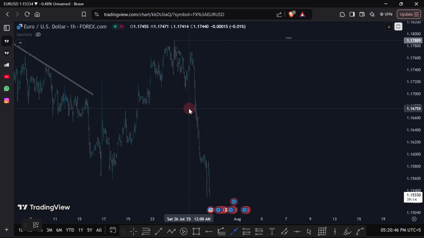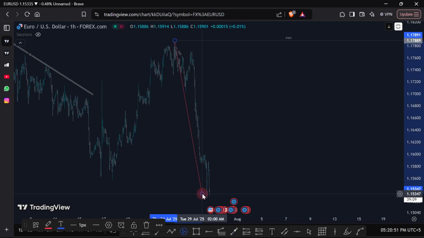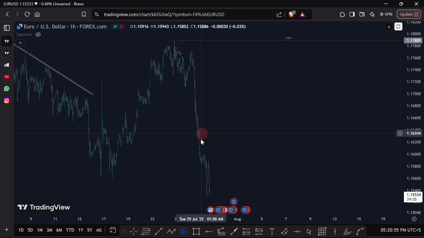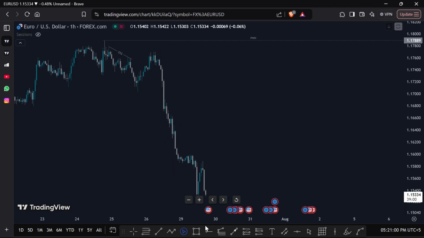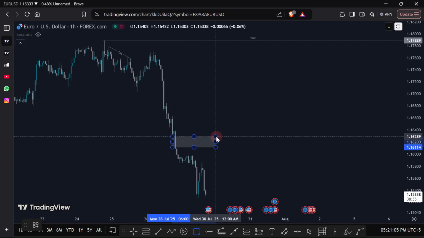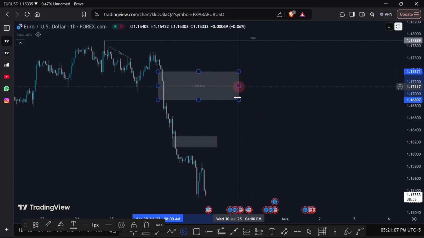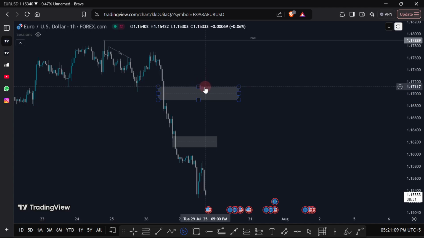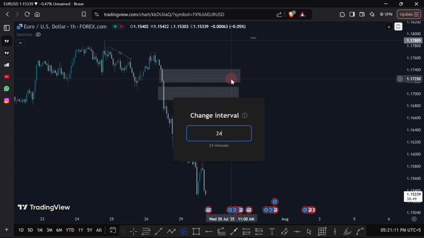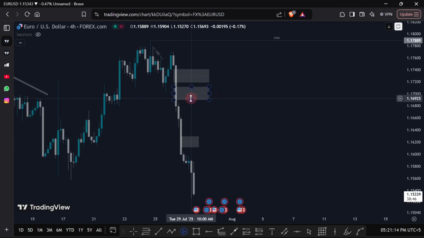And now in the London session of today, we were in this impulse leg, and this impulse leg holds some imbalances. On the 1 hour time frame, you can clearly see we have one imbalance over here, a second one here, another just above this one. But if we switch to the 4 hour, we can see some big ones. These are the big imbalances which we can see over here.